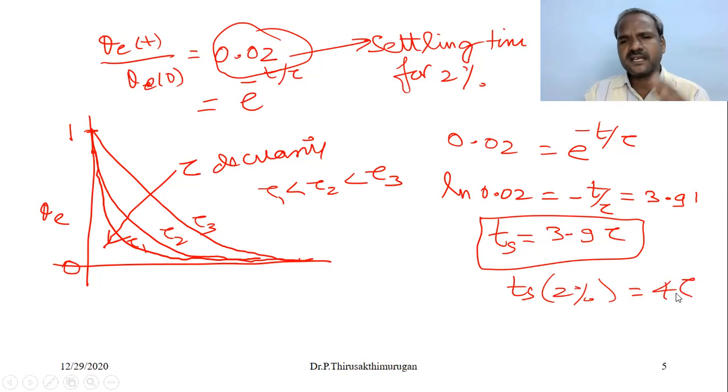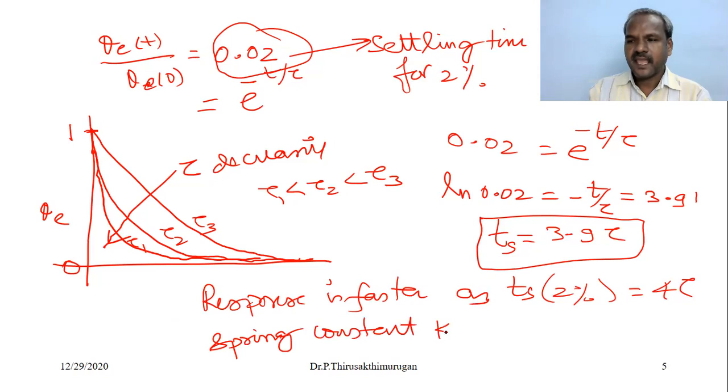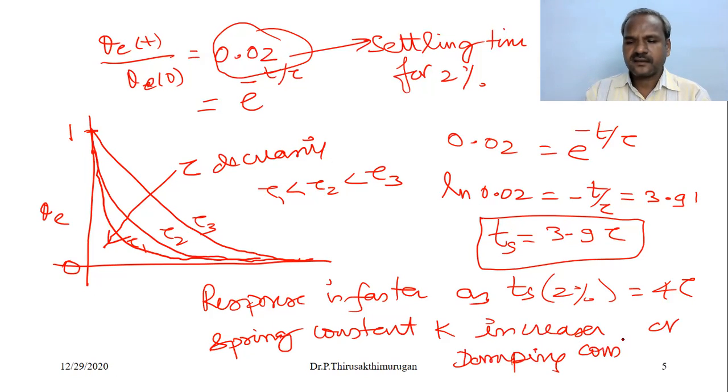The response gets faster as the spring constant k increases or the damping constant b decreases. Understand or not? So let us see.